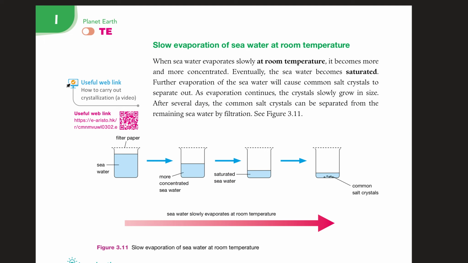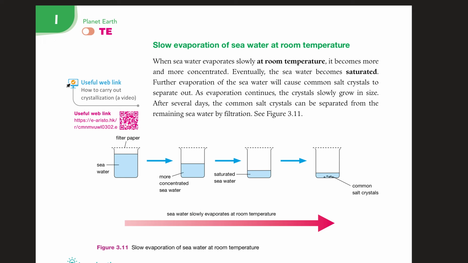Then we come to the second type of crystallization. This method is based on the decrease in volume of solvent. In this method, the seawater sample is put under room temperature, and the solvent would evaporate slowly. Therefore, as you can see from the diagram, the volume of the solvent keeps decreasing. And as the solvent evaporates, the solution would eventually become a saturated seawater sample.